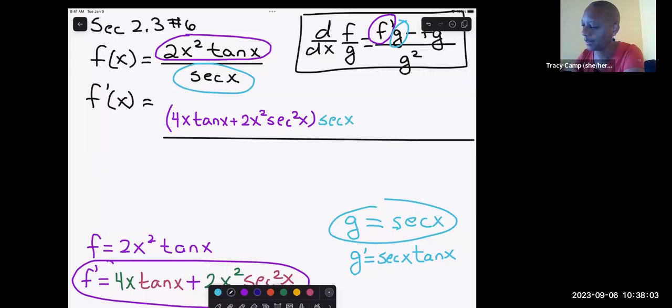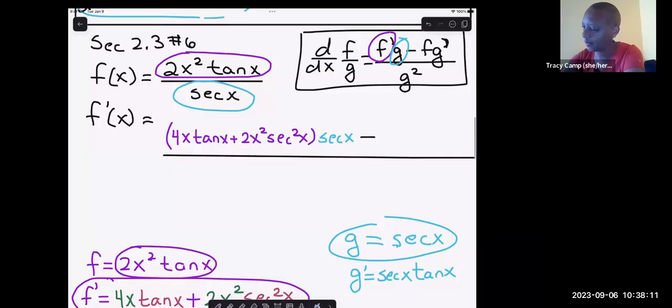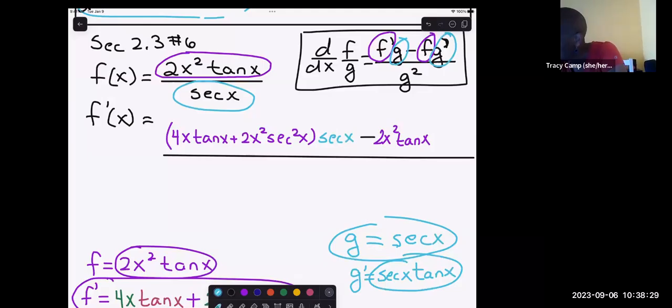And then we have minus our f, which is all of this. Still a lot of stuff. Here's our minus our f: 2x squared tangent of x, that's our f. I have to start writing smaller. And then times our g prime, which is all of this, so times secant of x tangent of x. Barely fit it in. And then that's all over my g squared.